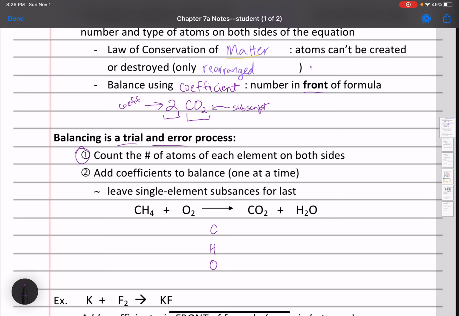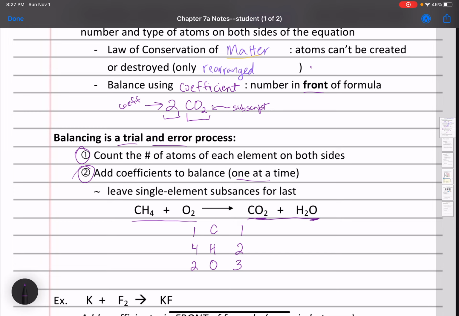So carbon, on the reactant side, we have 1 carbon, we have 4 hydrogens, and we have 2 oxygens. That's what those subscripts mean. On the product side, we have 1 carbon, we have 2 hydrogens, and we have 2 plus 1 for 3 oxygens. All right, so now we have tallied up, we've counted the elements on both sides. Now the second step is to add coefficients to balance it, and we can do this one at a time.